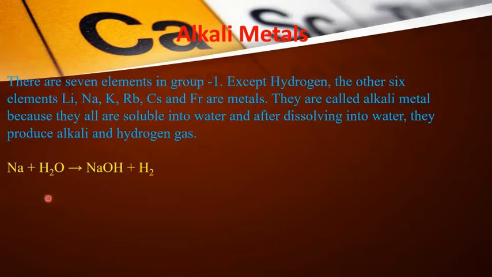For example, when sodium is dissolved in water, it produces sodium hydroxide and hydrogen gas. When potassium is added into water, it produces potassium hydroxide and hydrogen gas. Sodium hydroxide and potassium hydroxide are alkali. Sodium and potassium produce these alkalis, so they are called alkali metals.